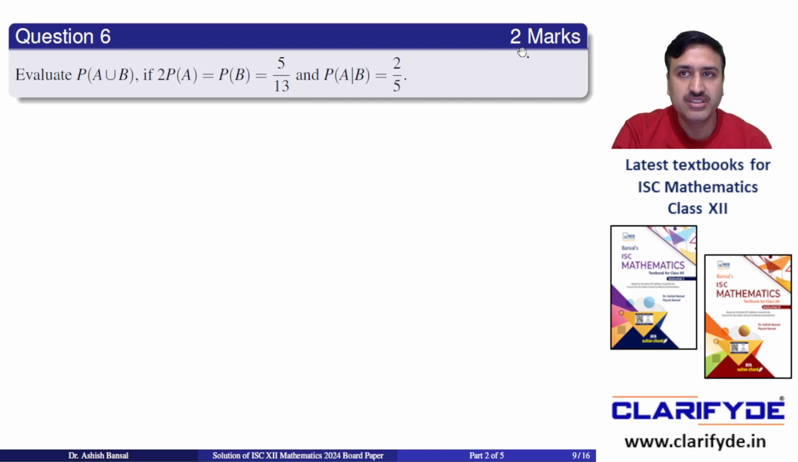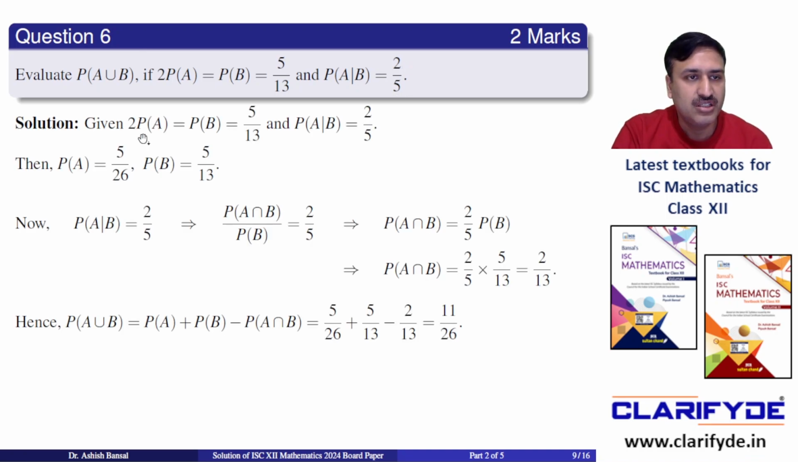Question number 6, it's a 2-mark question. We have to evaluate the probability of A union B, and we are given that 2 times probability of A equal to probability of B, which is equal to 5 by 13, and probability of A given B is 2 by 5. Now given these two values, we can extract the values of P(A) and P(B) as 5 by 26 and 5 by 13 respectively.